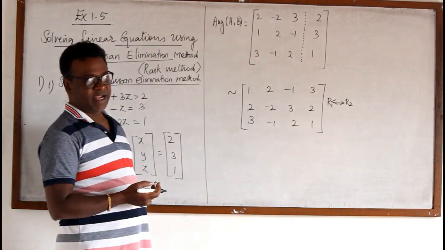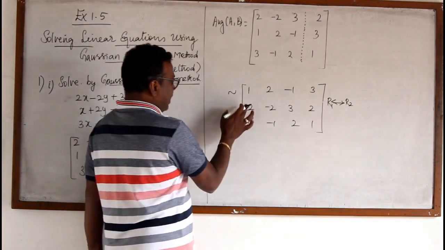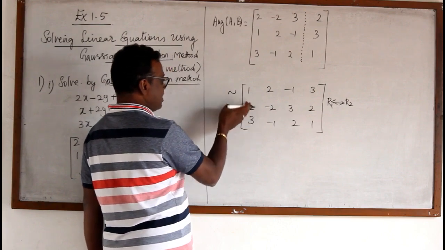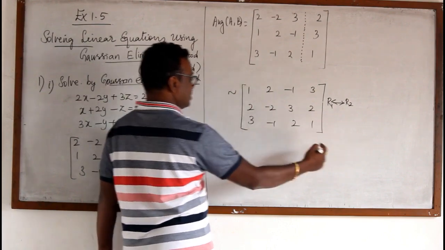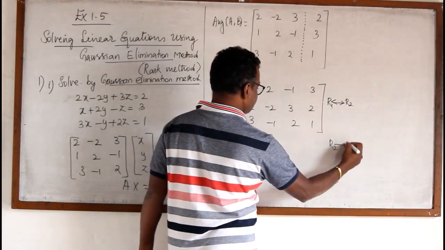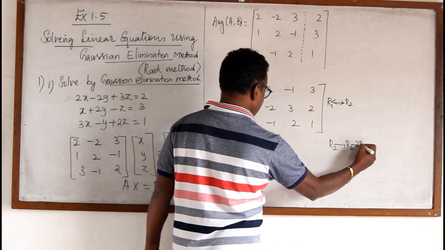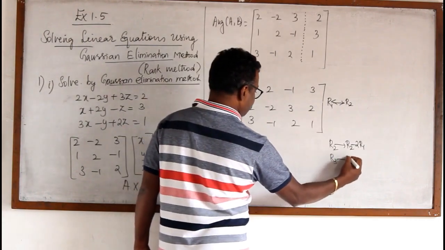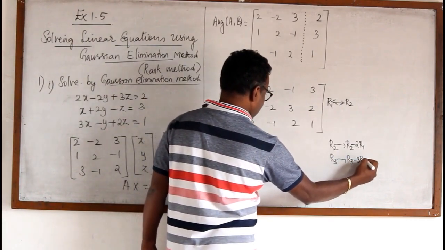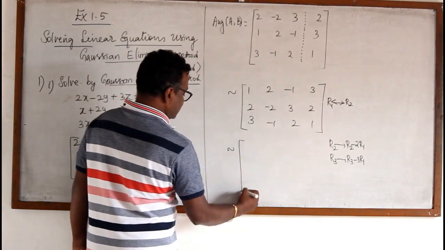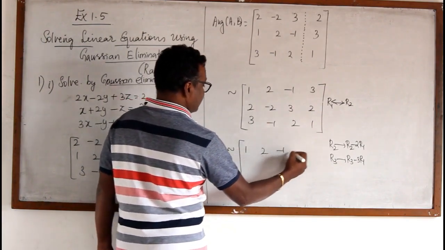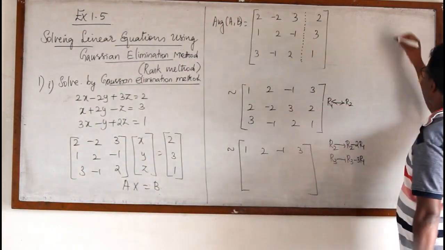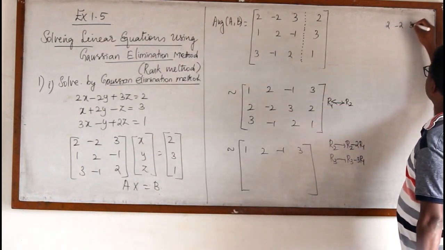We know how to find rank, so we should find the rank. I must make this 2 to be 0 and also this 3 to be 0. Let me operate both the rows with R1. That is, R2 can be written as R2 minus 2R1. This 3 must become 0, so R3 can be written as R3 minus 3R1. So first row, no change: 1, 2, minus 1, 3. Second row R2 is 2, minus 2, 3, 2.